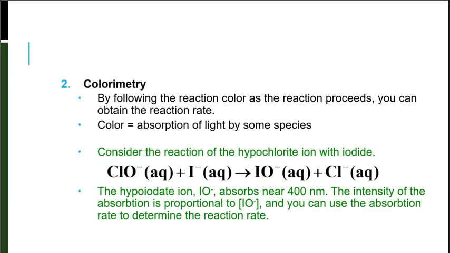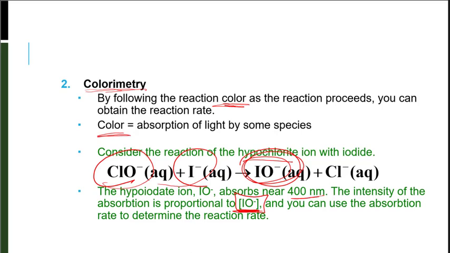Another means that we're able to measure during the reaction is colorimetry. By following the reaction color as the reaction proceeds, you can obtain the reaction rate. The color is equal to the absorption of light by some species. Here's an example looking at the reaction of hypochlorite ion with iodide. The ion, IO-, absorbs near 400 nanometers, and the intensity of the absorption is proportional to the concentration of that ion. Then you can use the absorption rate to determine the reaction rate.